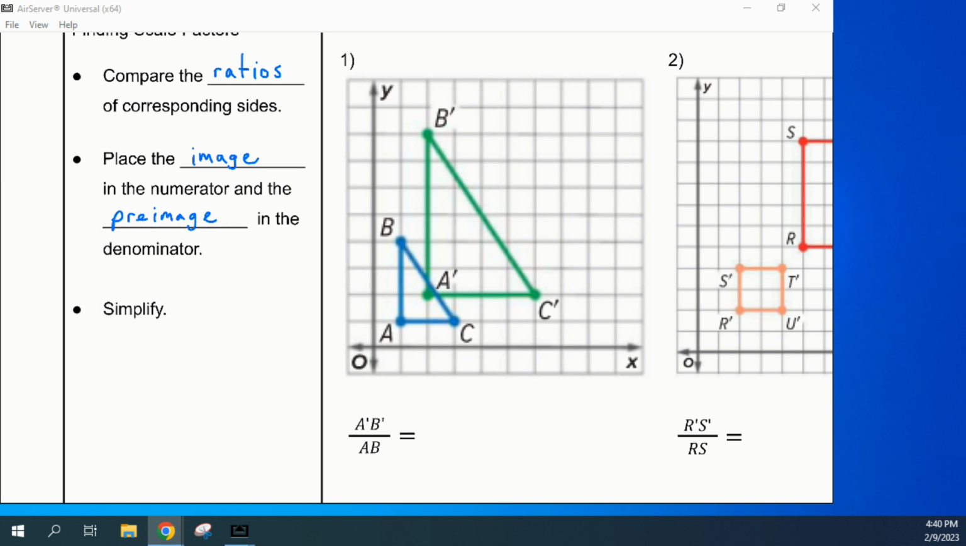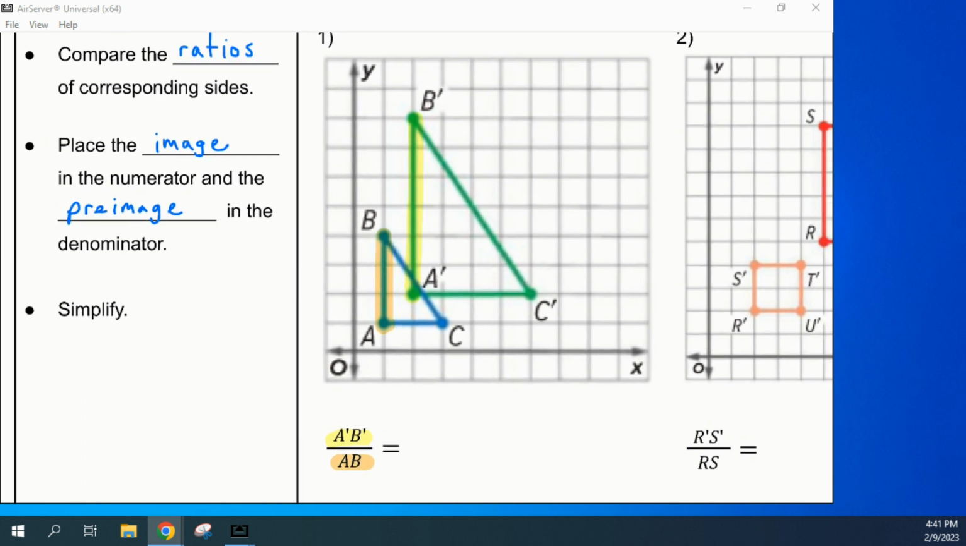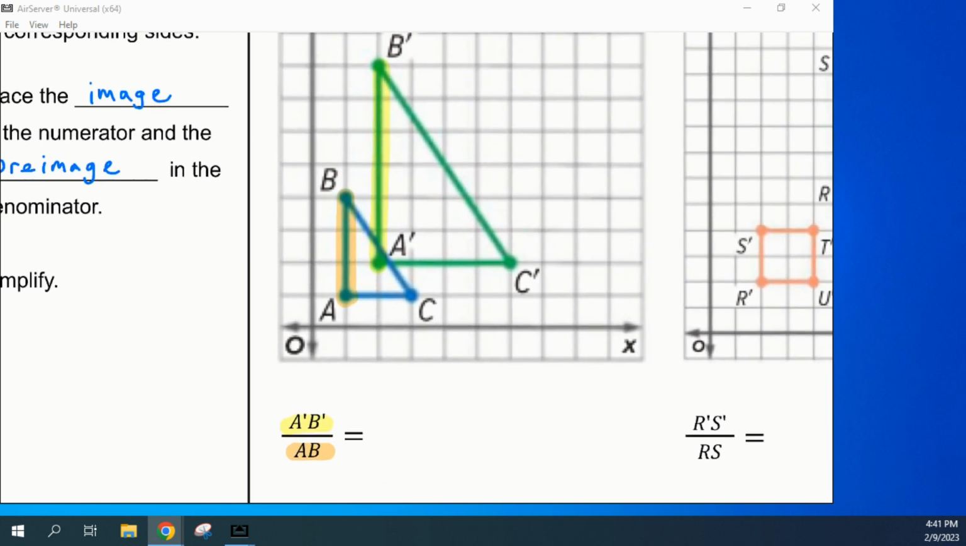So you'll notice that I have A prime, B prime in the numerator. What I'm referring to with A prime, B prime is the side from A prime to B prime. And then from AB down here, that would be the side from A to B. All right. So we're just going to count these to set up our fraction or our ratio.